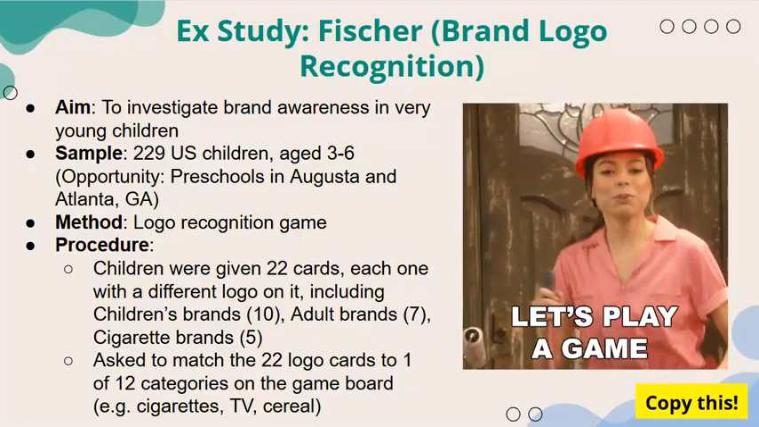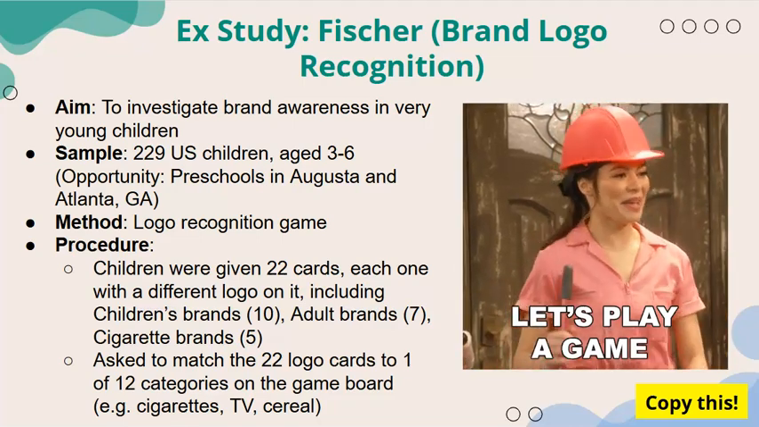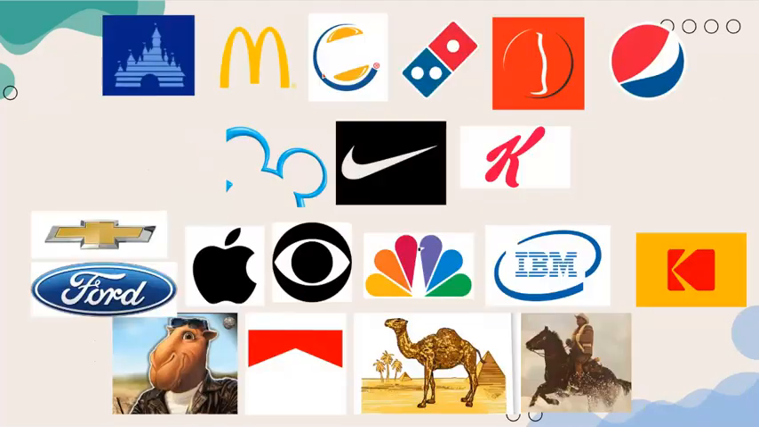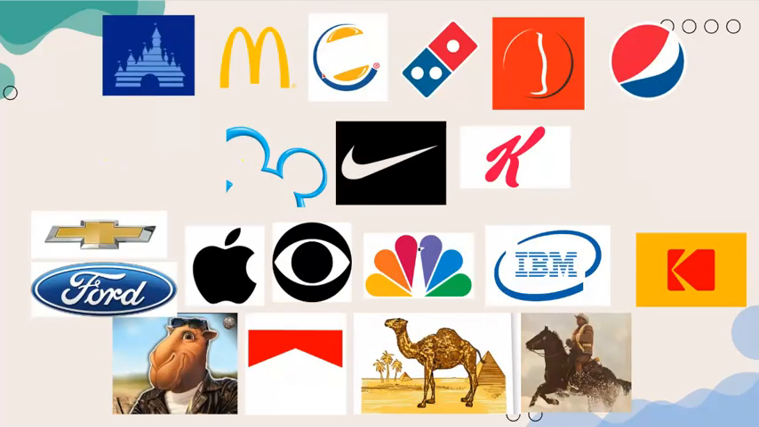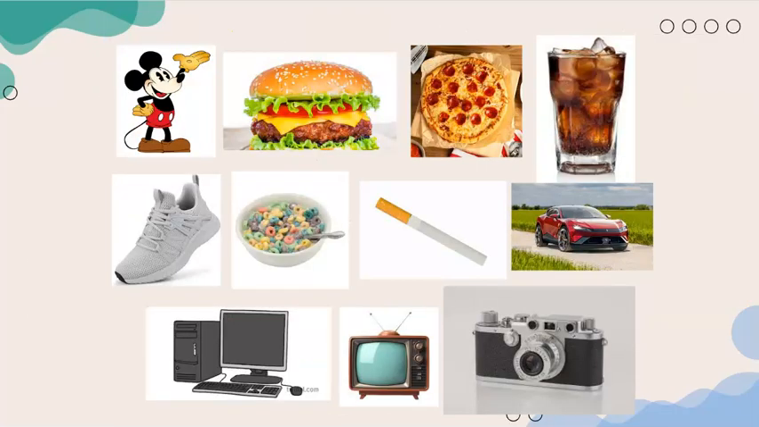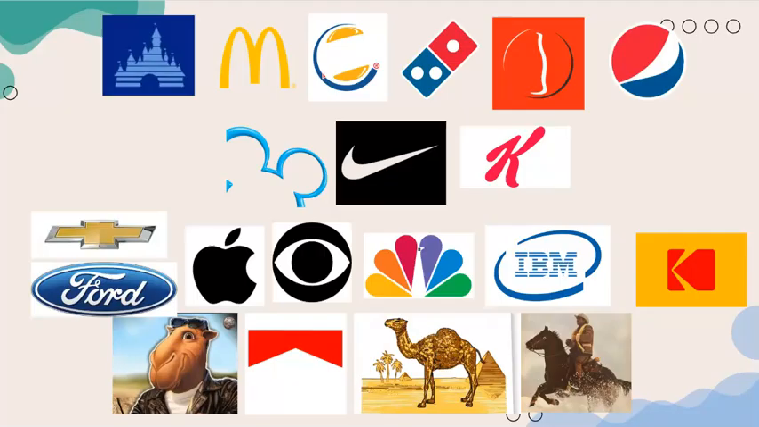But Fisher followed some previous research and created this game, this logo recognition game. So the way it worked was the kids were given 22 cards that had logos on them. So these are, I think, 21 here. There was one I couldn't find. So they had 22 logos on cards, and then their job was to place those cards onto a game board. And the game board had categories. So the category was camera, TV, computer, car, cigarette, cereal, athletic shoe, Pepsi, cola, pizza, burgers, and Mickey Mouse. That was the category. So they would take these cards and they would place them on one of the categories to see if they could do it effectively, to see if they were actually recognizing these brand logos.